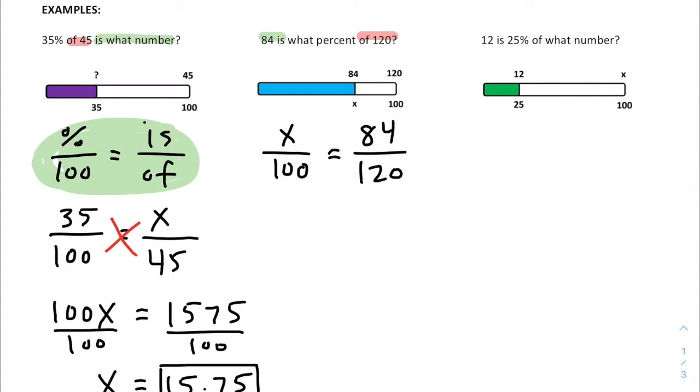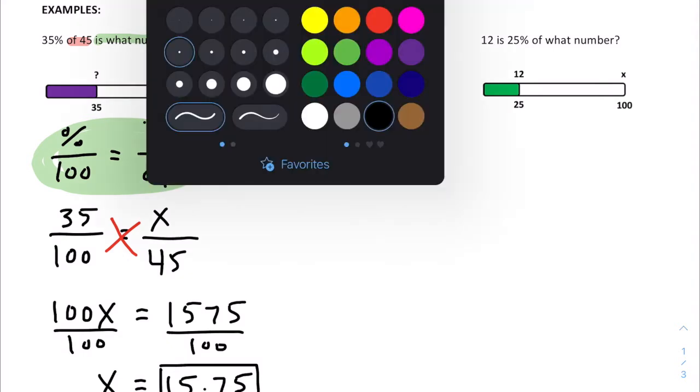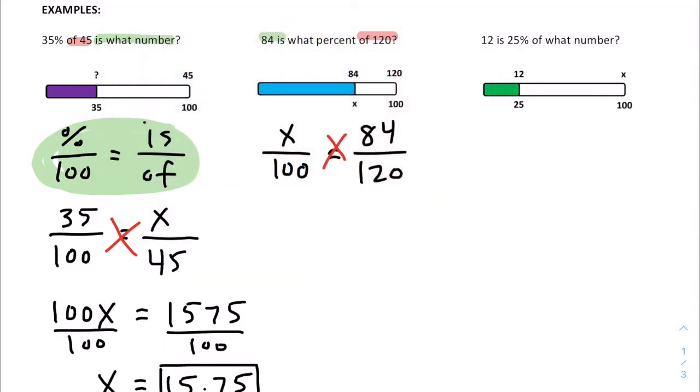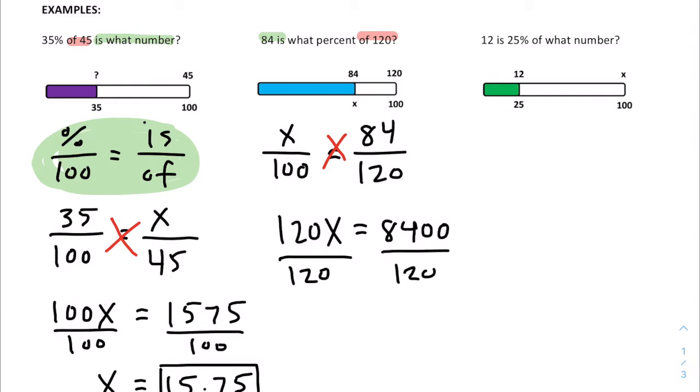So we cross multiply. So when we cross multiply here, we have 120x equals, now 84 times 100 is a little easier. We can just add the 2 zeros to the 84. So we have 8400. And then we'll divide by 120. Now this one probably ought to grab a calculator just to be safe. So 8400 divided by 120 is 70.